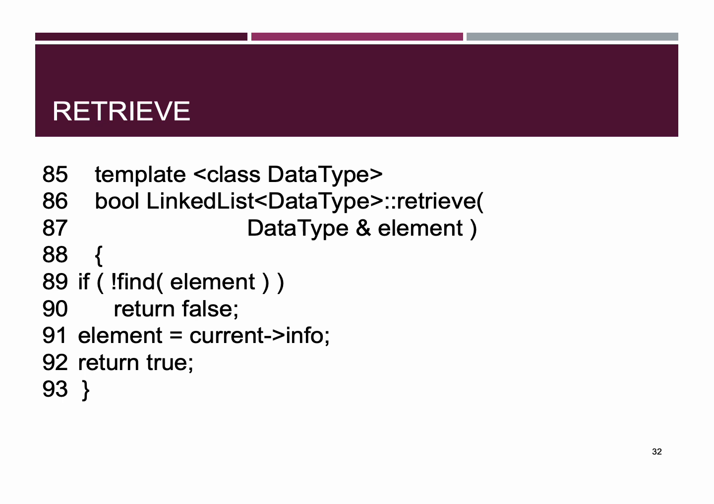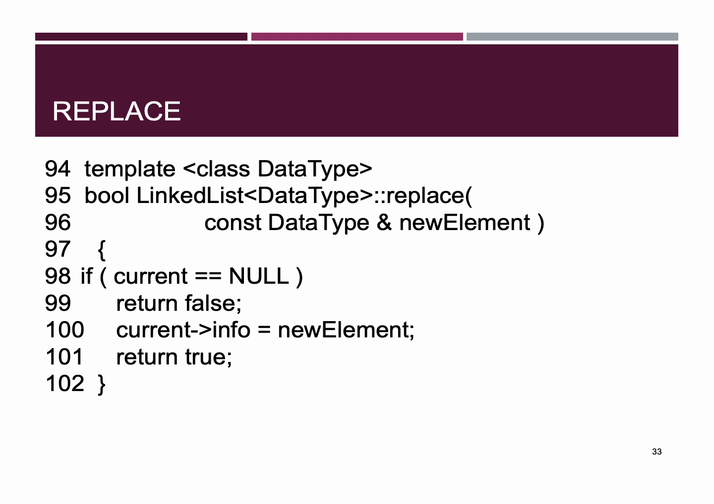If the element is found, the current pointer will already be set to the node containing the desired element. We then assign the info from the current node to the element parameter, effectively returning the data to the calling function. Finally, the retrieve function returns true, indicating that the element was successfully found and retrieved.